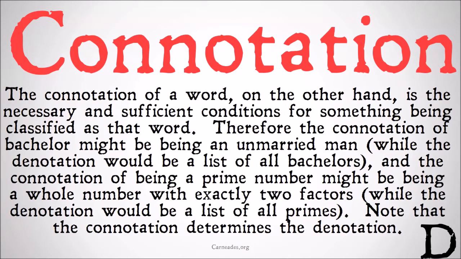Now, the connotation, on the other hand, is the necessary and sufficient conditions for something being classified as that word, or in other words, the meaning of that word. Therefore, the connotation of bachelor might be being an unmarried man, while the denotation would be a list of all bachelors. And the connotation of being a prime number might be being a whole number with exactly 2 factors, while the denotation would be just a list of all primes.